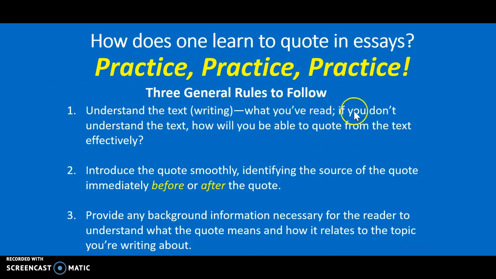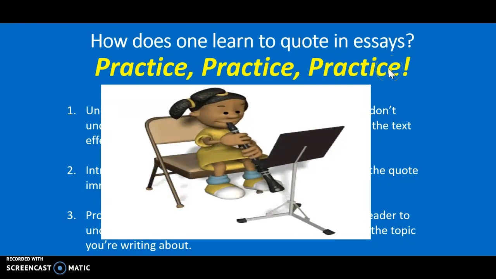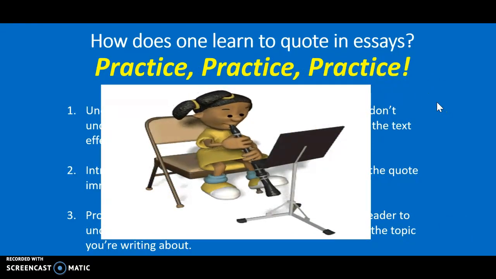1, understand the text, the writing, what you've read. If you don't understand the text, how will you be able to quote from the text effectively? 2, introduce the quote smoothly, identifying the source of the quote immediately before or after the quote. And 3, provide any background information necessary for the reader to understand what the quote means and how it relates to the topic you're writing about. And I did all 3 of these things in the text that I read, and I went over with you. And how was I able to do so? You know it. It's called practice, practice, practice. If we want to learn how to do anything, we must practice.